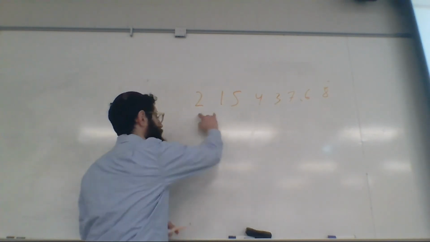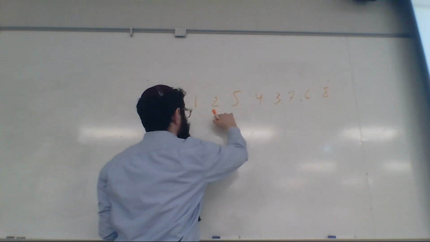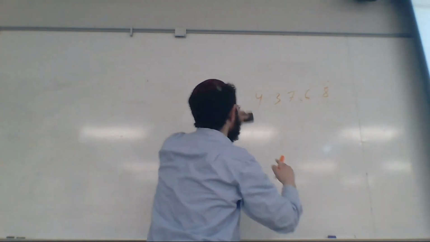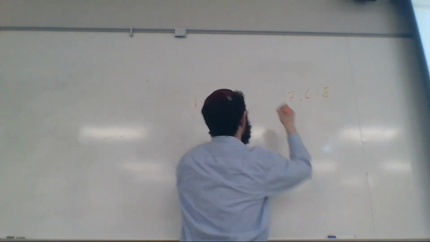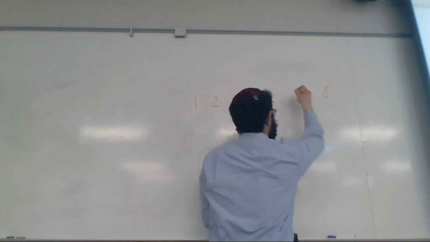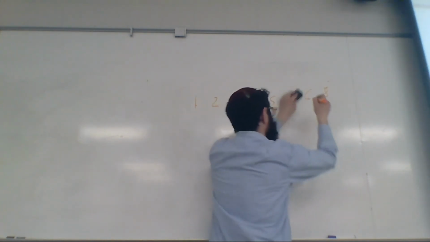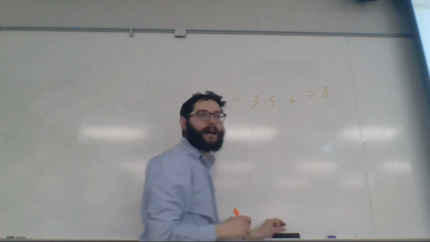Okay, so 2 and 1 are out of order, so we swap them. 1 and 2. What about 2 and 5? Those are in order. 4 and 5 are out of order. 5 and 3 are out of order. 5 and 7 are in order. 6 and 7 are out of order. Look at that. That just fixed itself really nicely. Okay.